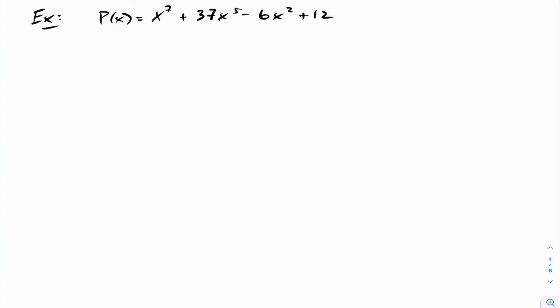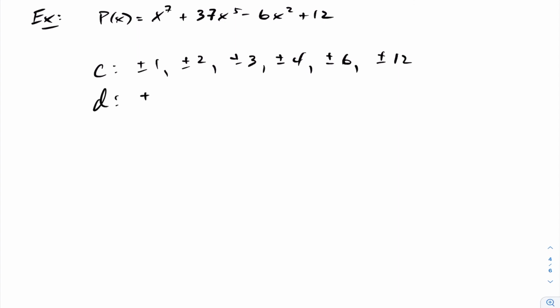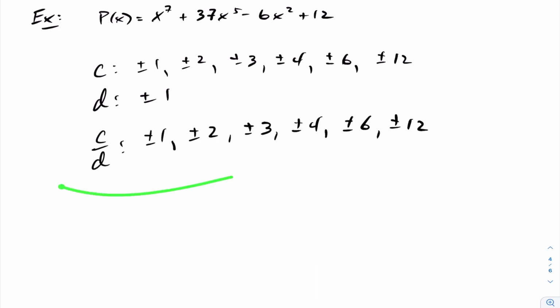In the next example here, same idea, we want to find roots of this polynomial. So using the rational root test, we can find all the factors of 12. In this case, this will be plus or minus 1, plus or minus 2, plus or minus 3, plus or minus 4, plus or minus 6, or plus or minus 12. And the D value, all factors of our leading coefficient, will just be plus or minus 1. So therefore, the C over D values will be as follows. And again, we have a complete list of possible rational roots that the polynomial has.